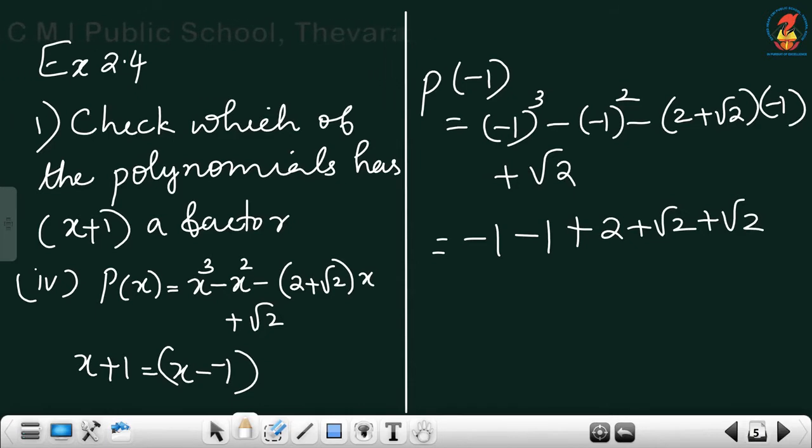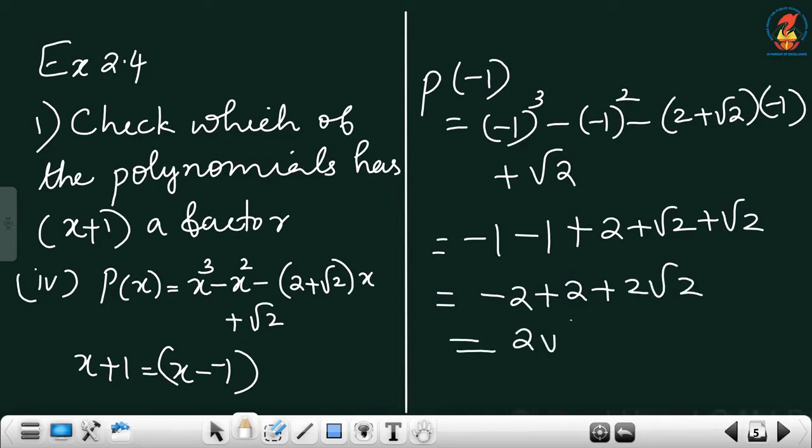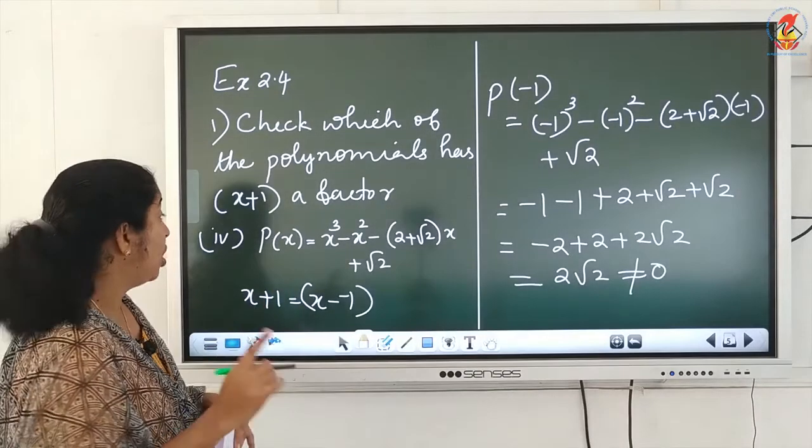So here minus 1 whole cube is minus 1, minus 1 whole square is plus 1. So minus 1, then minus and minus become plus, so 2 plus root 2, then root 2. So it is minus 2 plus 2 plus 2 root 2, which is equal to 2 root 2, not equal to 0. That means p of minus 1, p of a, is not 0. So what we can say, it is not a factor of p of x.